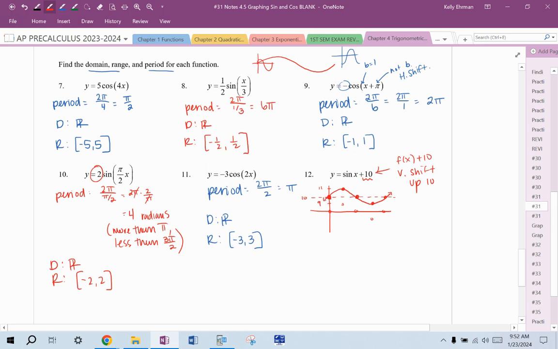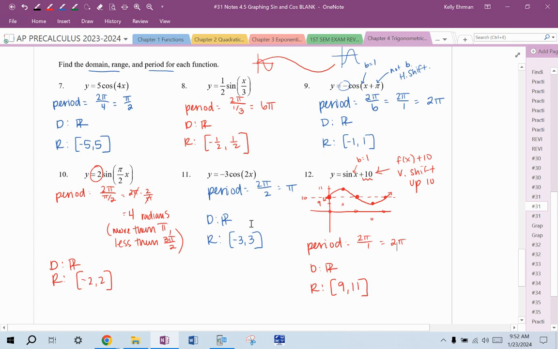So what is the domain and range? All right, let's start with that. Domain is still all reals. Range, so it's not just -1 to 1. Now that you've shifted up 10, your lowest point is 9 and your highest point is 11. And then what about the period? Well, there's nothing in front of the x, so b is equal to 1. So 2 pi divided by 1 is 2 pi.